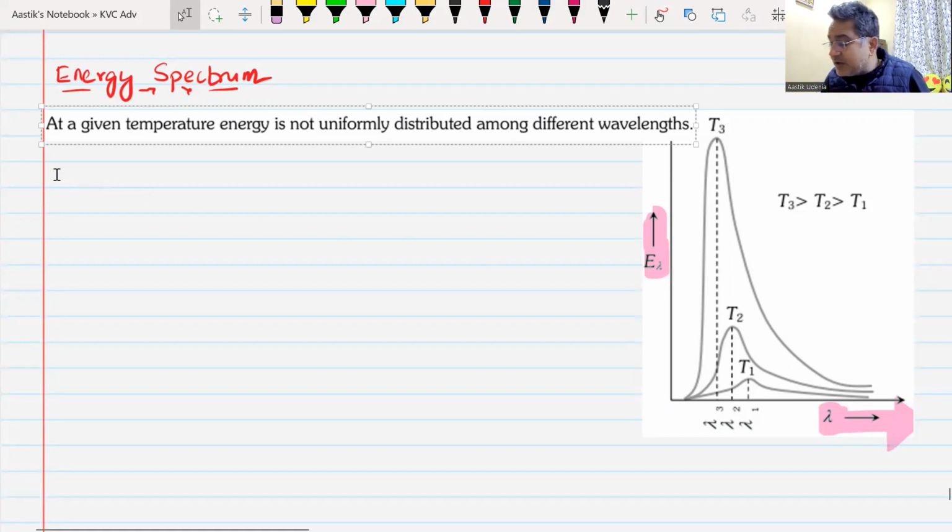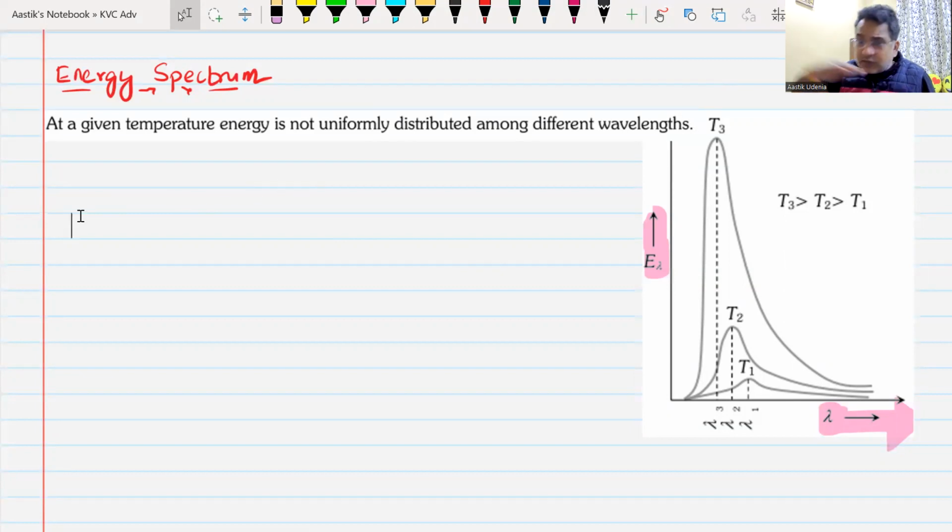That means any body which is emitting radiations, it does not emit equal energy radiations for all wavelengths. For some wavelengths, it will emit maximum energy, and for the other wavelength, it will emit very less energies. Do we see this? Yes or no?